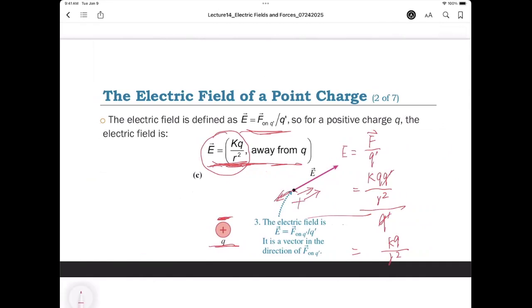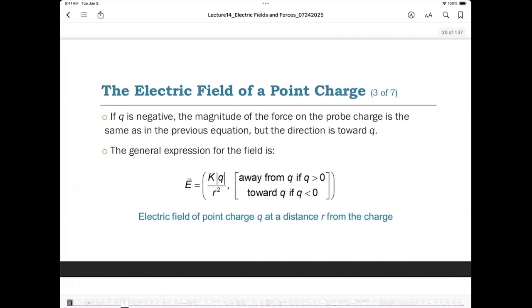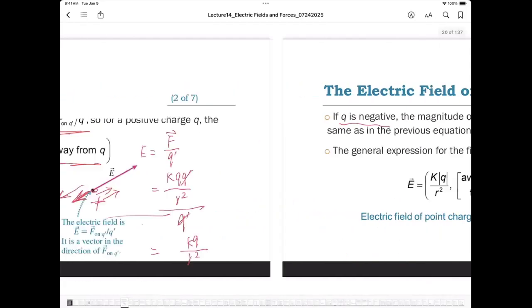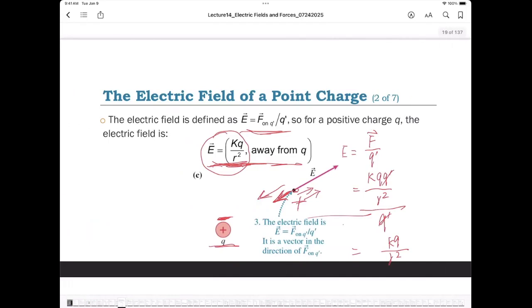So the force direction will be this direction, and we know the probe is positive, so the force direction and the electric field direction are the same. So the direction will just be like this. So when Q is negative, the magnitude of the force on the probe charge is the same as in the previous case, but the direction is toward Q. Does it make sense to you?